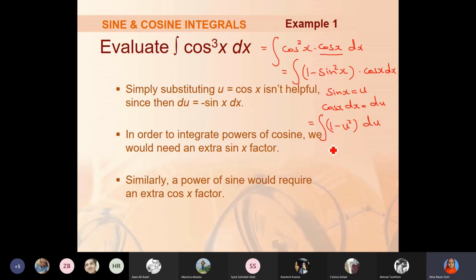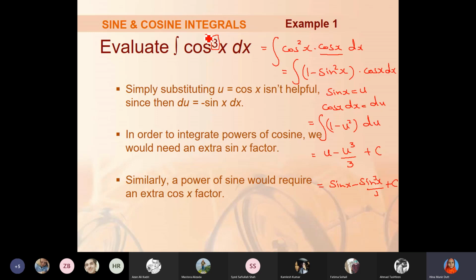Now this integration is easy. I have to integrate with respect to u. Integration of 1 is u. Integration of u squared is u cubed over 3, plus c. Back substitution: u is sine of x, so the answer is sine x minus sine cubed x over 3 plus c. So this is how I will integrate an odd power of cos.